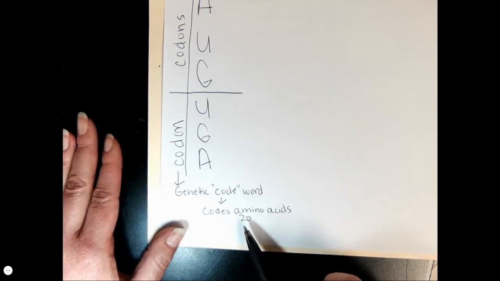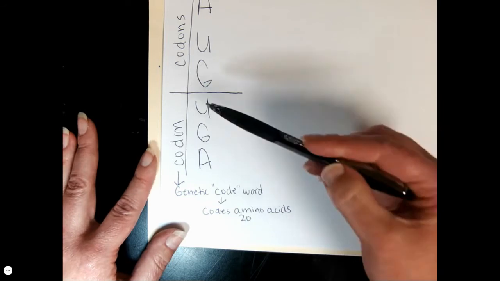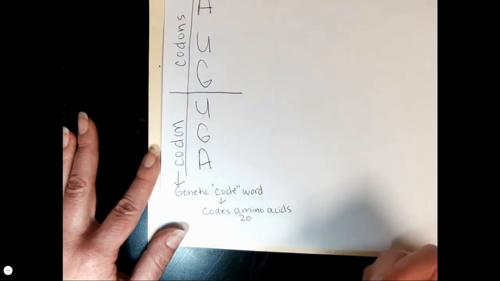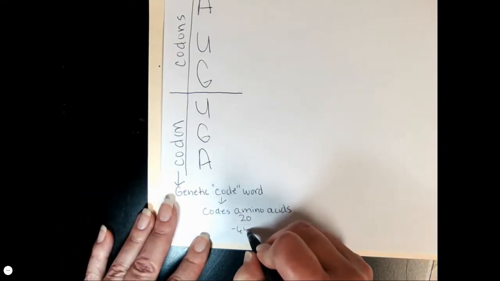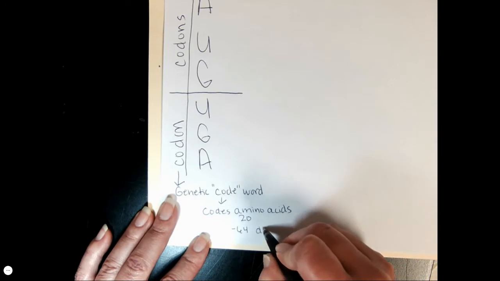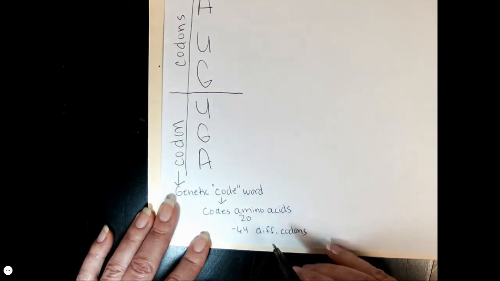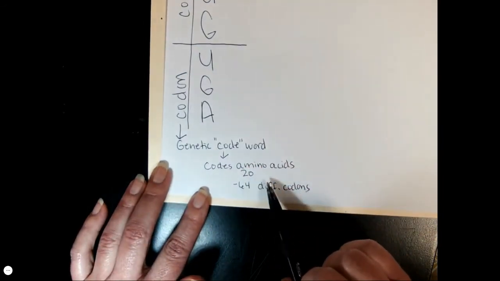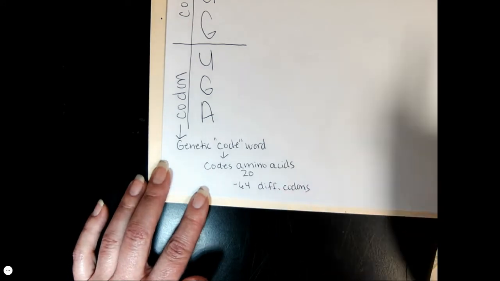If we were to take the RNA alphabet, AUCG, and make three-letter combinations, what we would end up getting if we divided them into threes would be 64 different genetic code words, which is a lot of code words. So what that means is that some of your amino acids have more than one different code word. And I will show you how you'll be able to tell the difference between them.